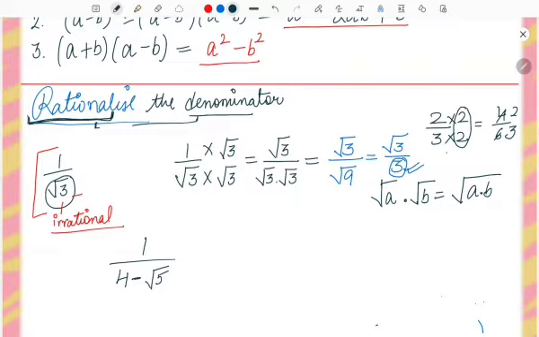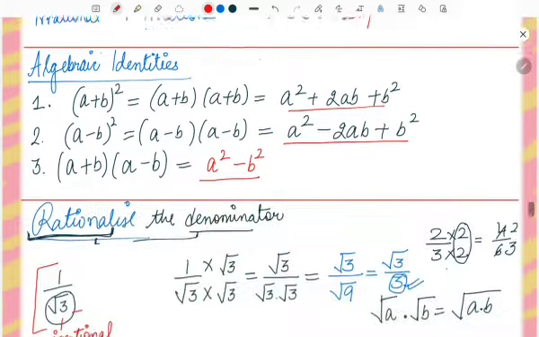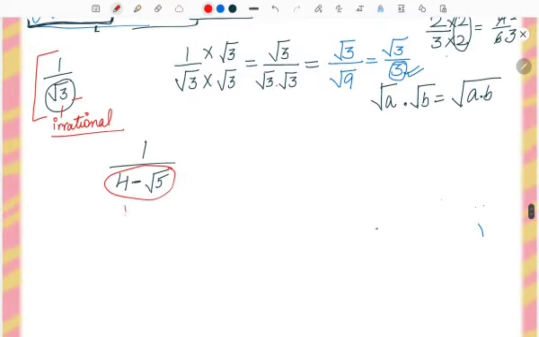Now the denominator again is what? The denominator again is irrational. Rational minus irrational. Again from the results, any operation between a rational and an irrational number, what do they become? Irrational. So this number is also irrational, right? Now we have to rationalize the denominator again. What are we going to do in this case? If we multiply by root 5, it won't help, right? So what are we going to do in this case?